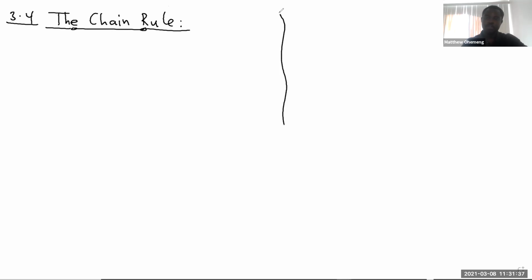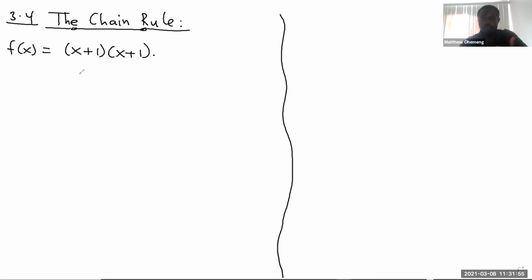So with the rules we've learned so far, suppose I ask you to find, let's say f of x is equal to (x plus 1) times (x plus 1), right? So suppose I give you something like this. Well, you can use maybe two ways to do this. You can say, oh, okay, I know that f prime will just be d over dx of (x plus 1) times (x plus 1). So what can I do here?